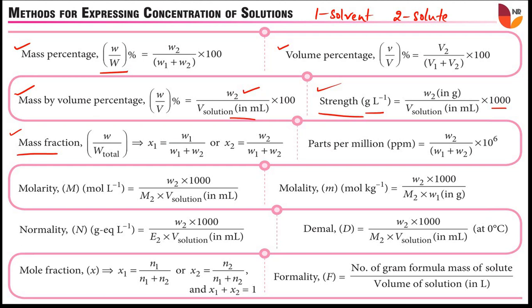In the mole fraction we use the number of moles, but in the mass fraction we use the weight of the components. That is, the weight of the first component divided by the total weight of the components present in the solution. So that is W1 divided by W1 plus W2 for the first component. And the mass fraction of the second component is equal to W2 divided by W1 plus W2. This is applicable to binary solutions.